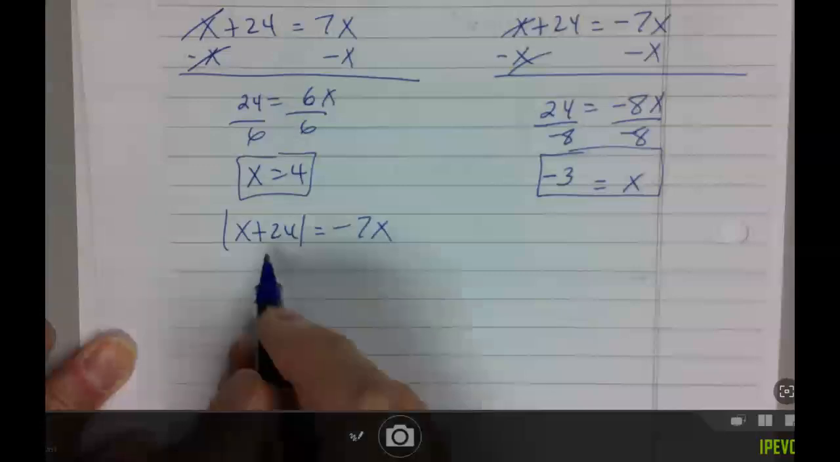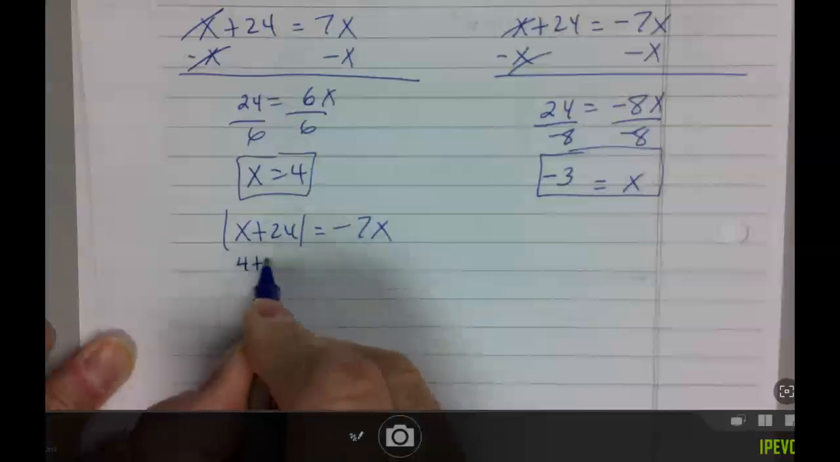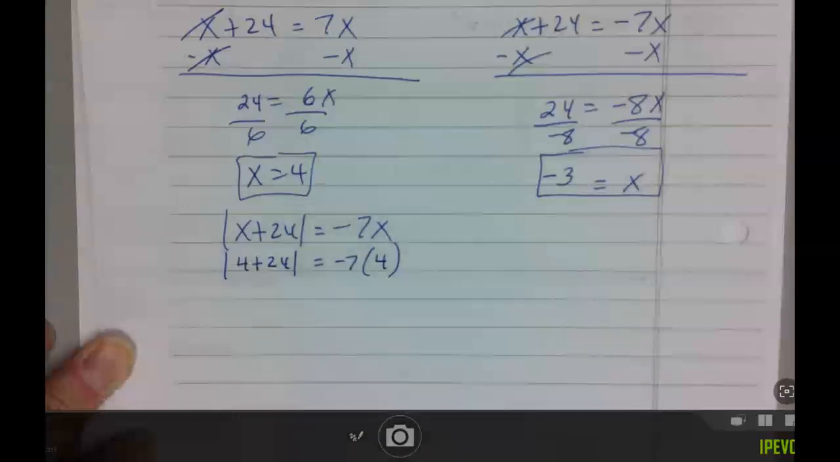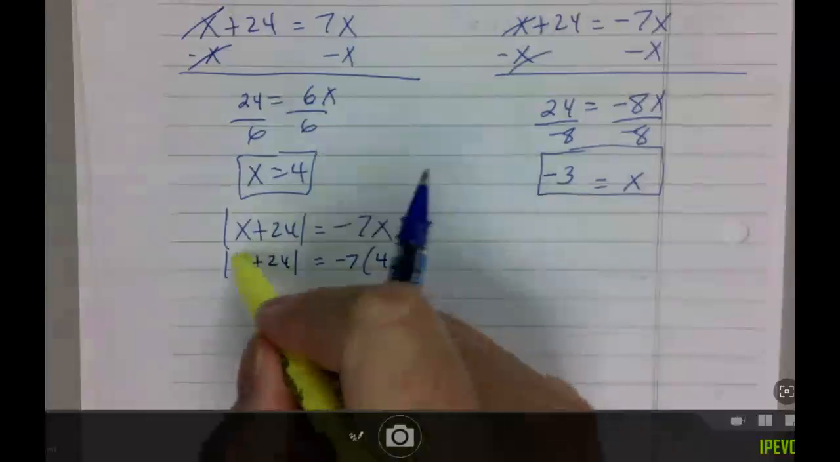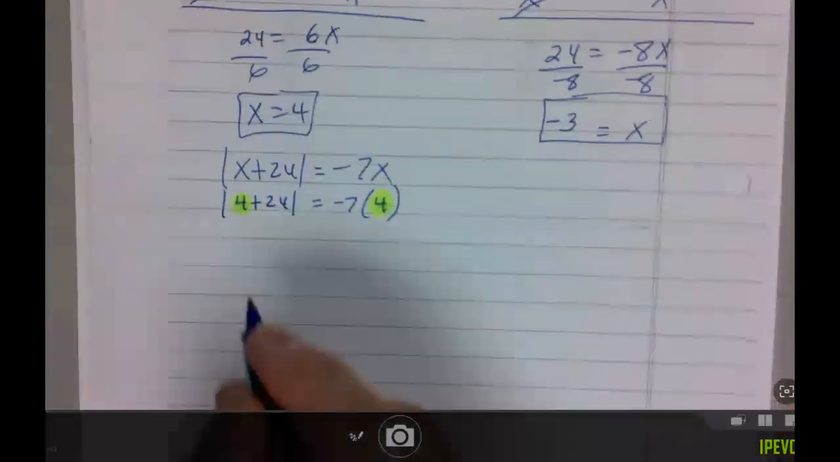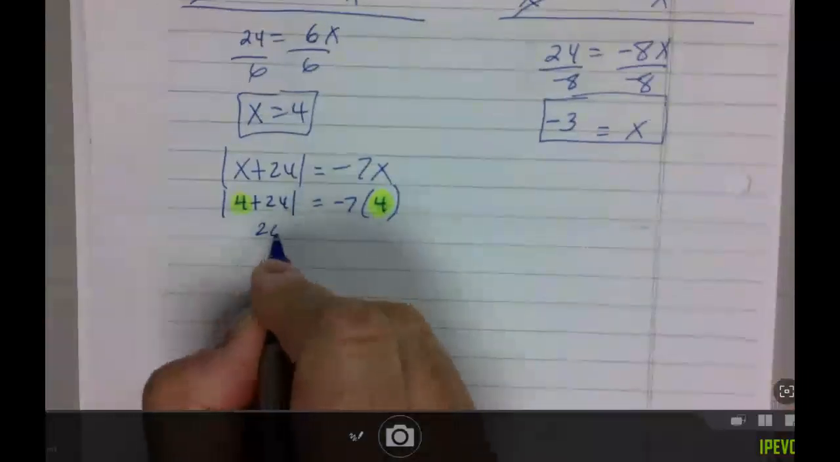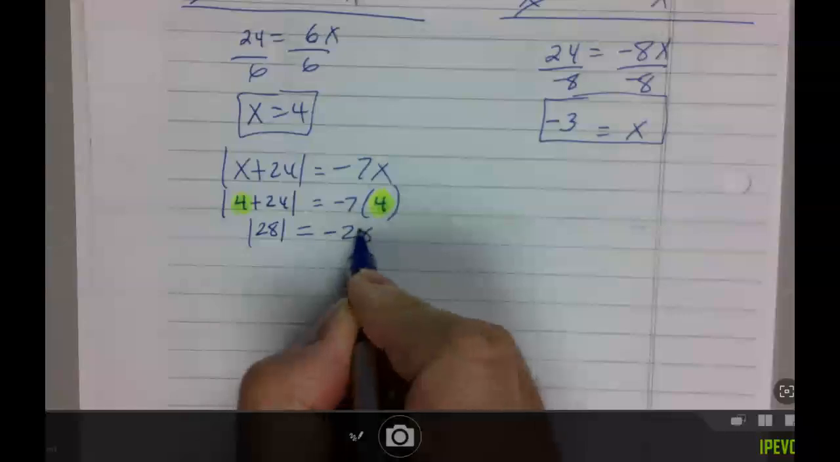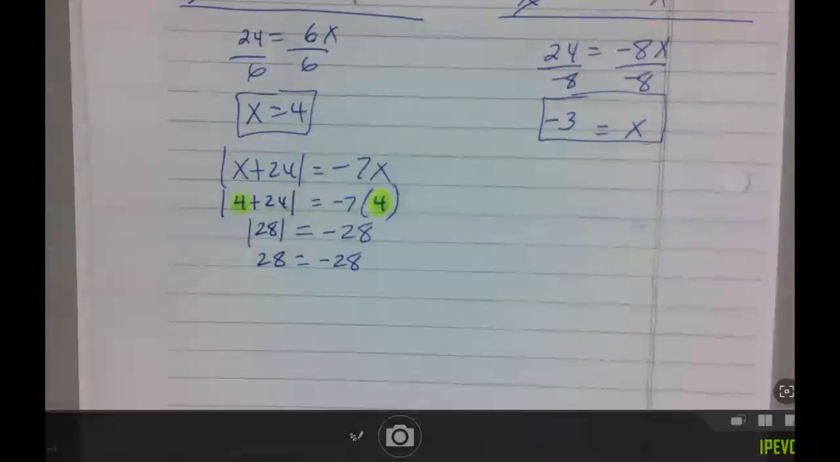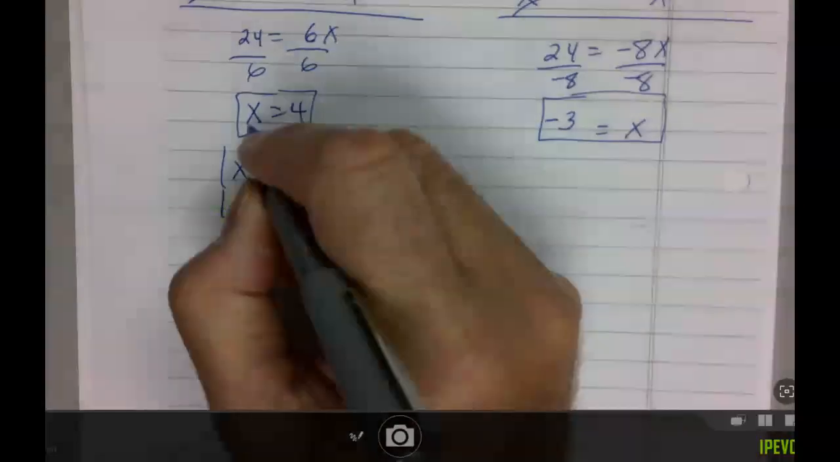So I'm going to plug in 4. So I have the absolute value of 4 plus 24 equals negative 7 times 4. So here's what I plugged in, right here. Agreed? This gives me absolute value of 28. This gives me negative 28. Ooh, looky there. Was 4 a solution? No, it was not. That's why you got to be real careful. So that's a false statement, isn't it? So that one there you can throw out.